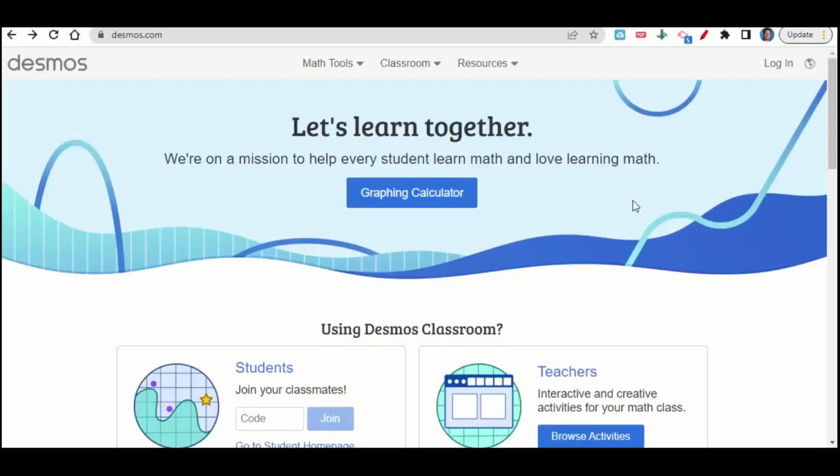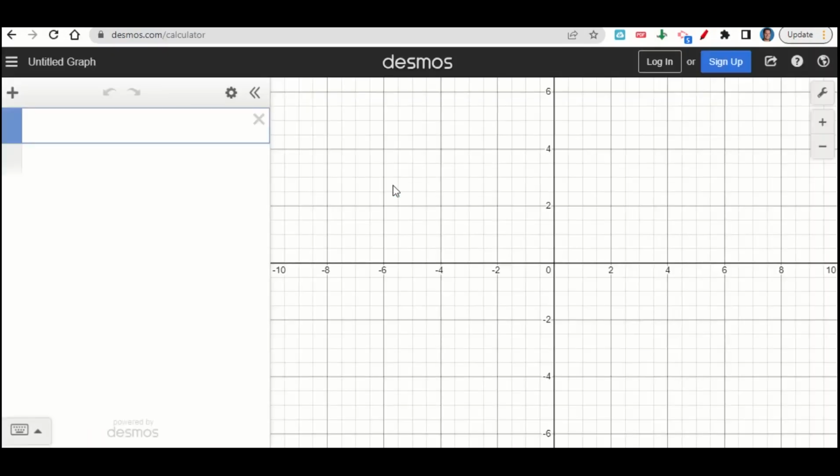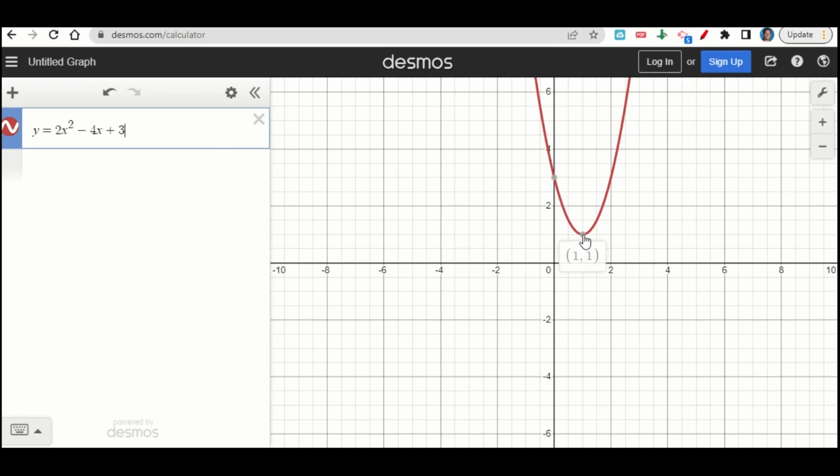Now let's take a look at how we can use Desmos to check our work when checking the location of the vertex of a quadratic. So we go to Desmos.com, and we're going to click on Graphing Calculator. Now, whether it's in standard form or vertex form, we can type it in either way to check our work. So we can type in y equals 2x squared minus 4x plus 3. And we can see the exact location of the vertex. And if we click on it, it'll tell us exactly where it is.